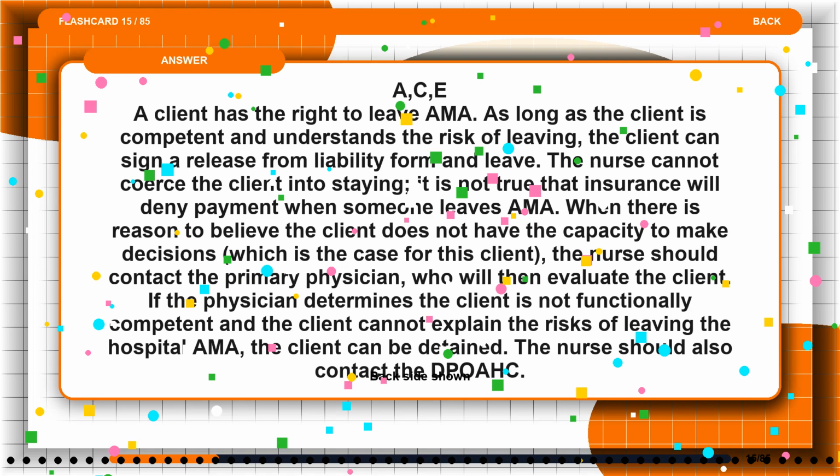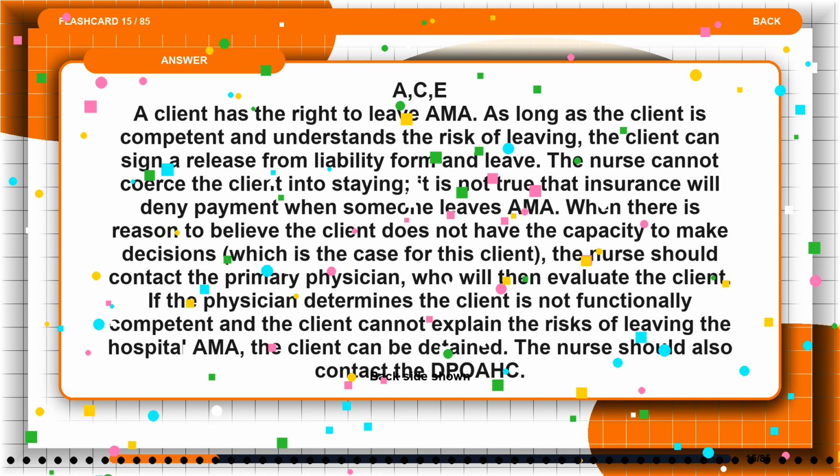The answer is A and C. A client has the right to leave AMA. As long as the client is competent and understands the risk of leaving, the client can sign a release from liability form and leave. The nurse cannot coerce the client into staying. It is not true that insurance will deny payment when someone leaves AMA.